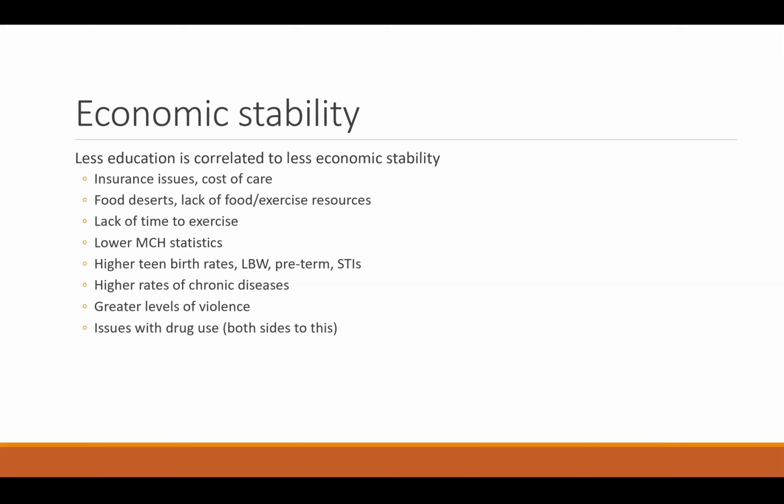Economically unstable communities or families have higher rates of chronic diseases and higher rates of communicable diseases. They have greater levels of violence, and they typically have issues with drug use in those communities that are economically unstable or where people live in poverty. So these are all critical elements that can affect someone's level of health and wellness.